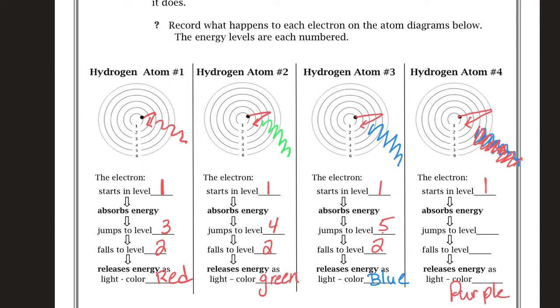So when we're looking at different colors that are given off, if we're looking at the amount of energy, red has low energy. It gives off a low energy wavelength, and then more and more energy is given off until purple would be a high energy. And green and blue would be in the middle.